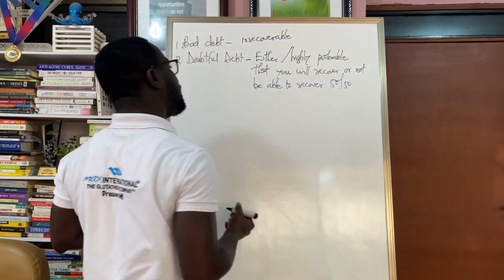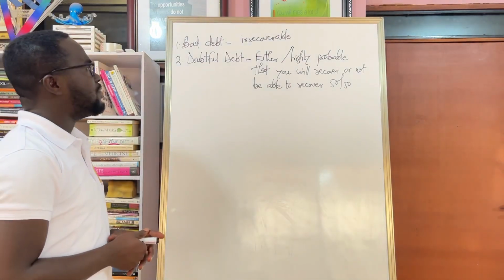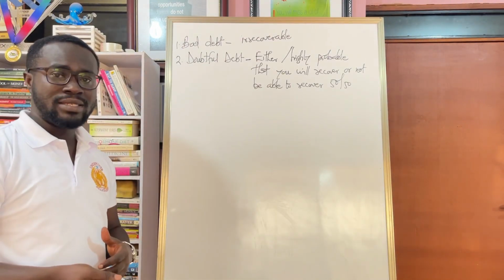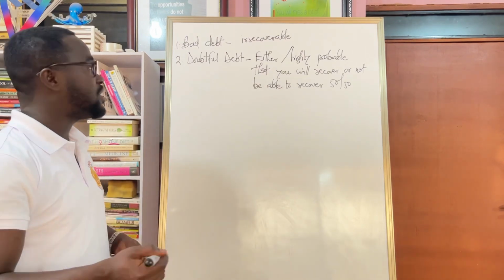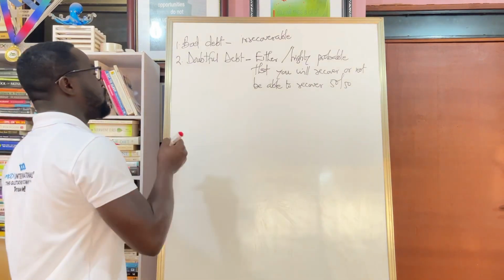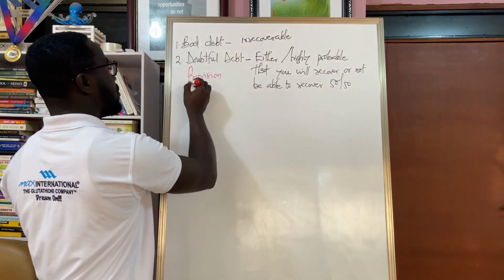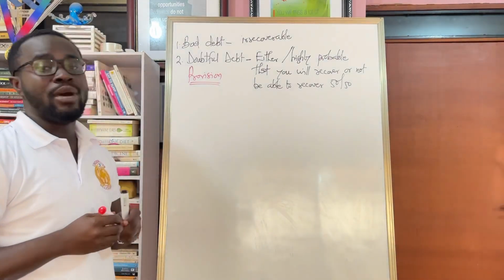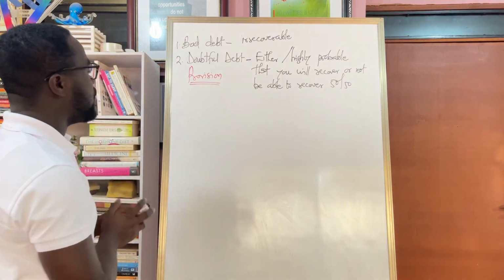And as a result of the prudence concept, we have to actually do this. In the case of the bad debt, we don't make provision for bad debt because the debt is bad. But in the case of the doubtful debt, we make provision, we create provision for this because we might not know the final amount that we have to write off as bad. So we make provision for doubtful debt.